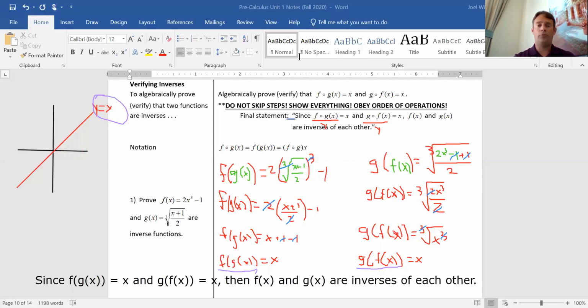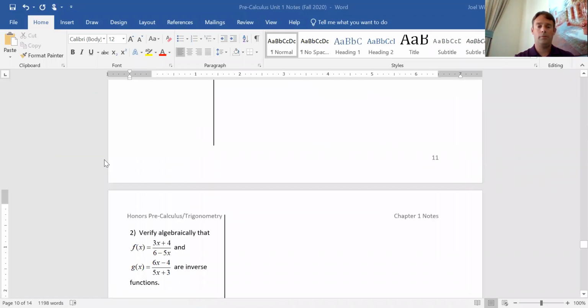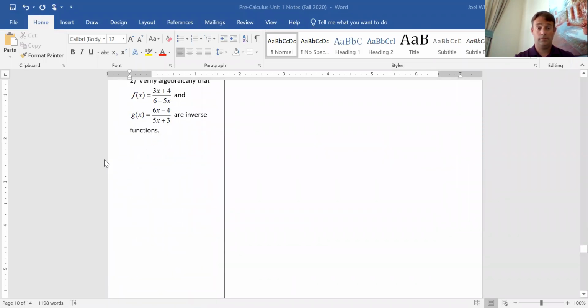All right, let's try one more before we call this a day here. What if I give you something just a tad bit uglier? So we need to start off by proving that f of g of x equals x. So f, and in place of x, I'm going to plug g of x in there.